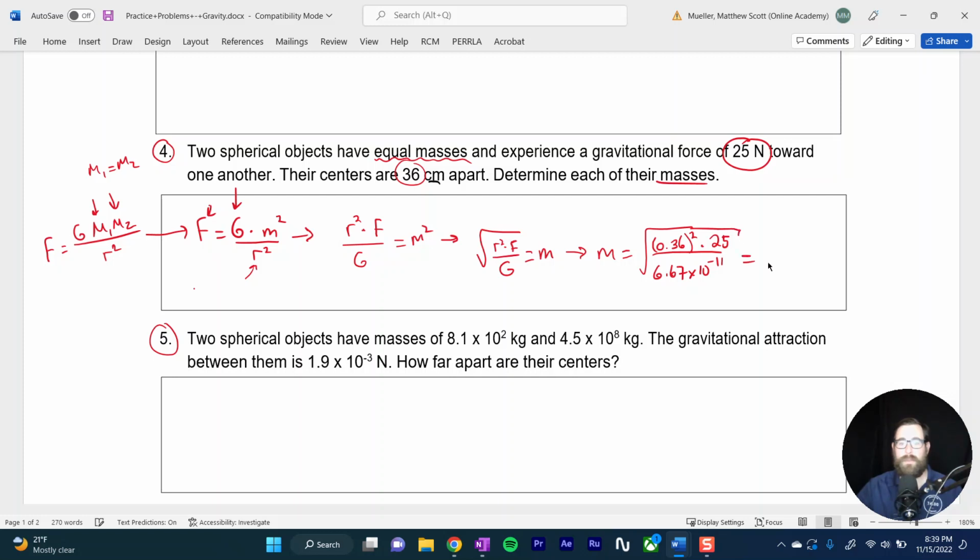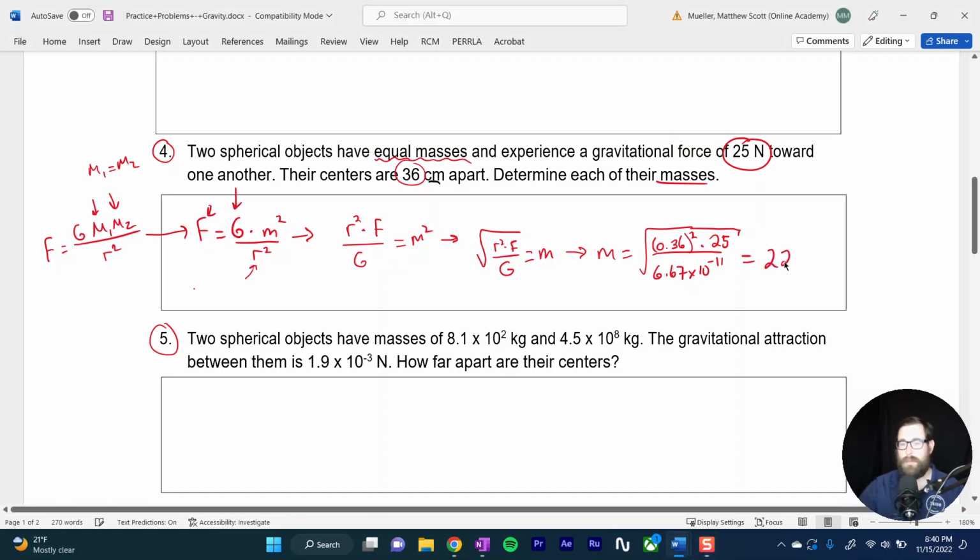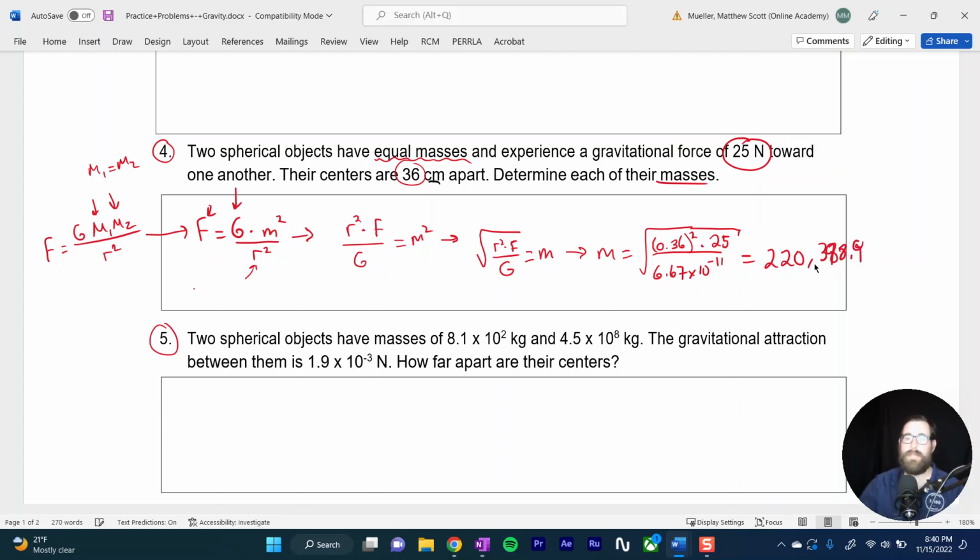And so now we just have to punch it into our calculators. And we get 220,380 or 98.9. And so that needs to be rounded to sig figs here. We have 2 sig figs here, 2 sig figs here, so we probably should go to 2 here as well. So 220,000 kilograms would be our rounded answer if we were going to sig figs.